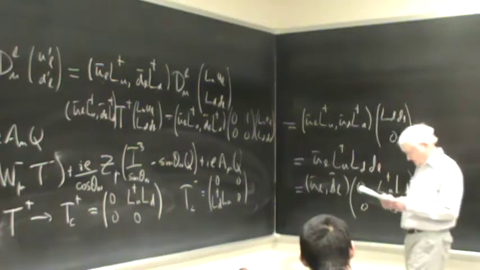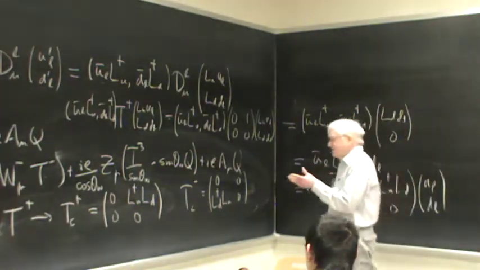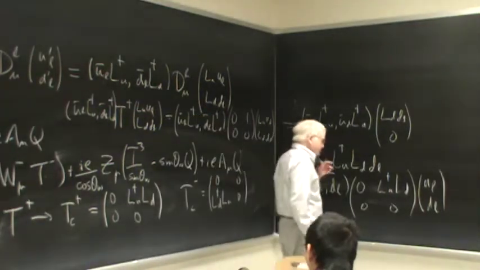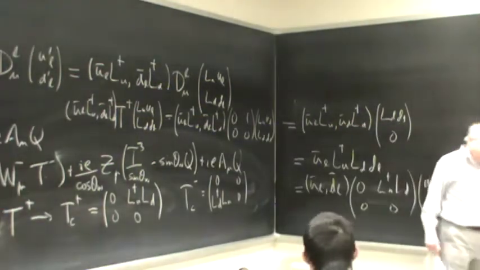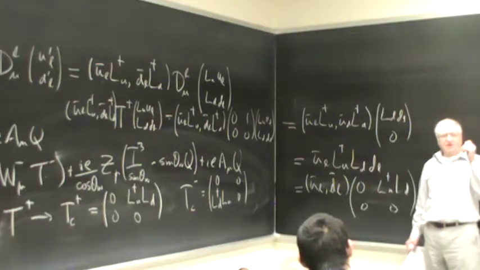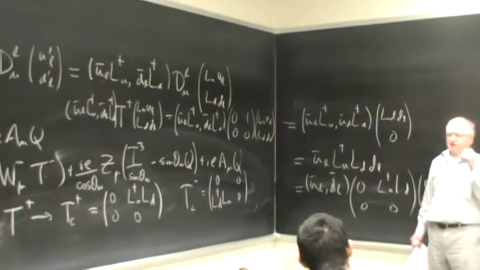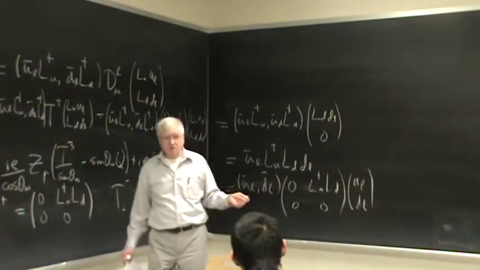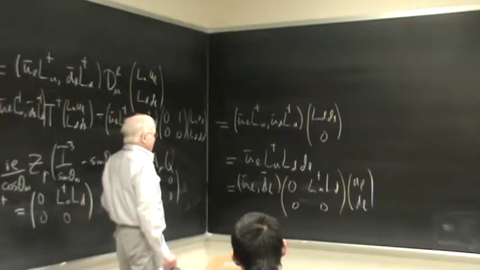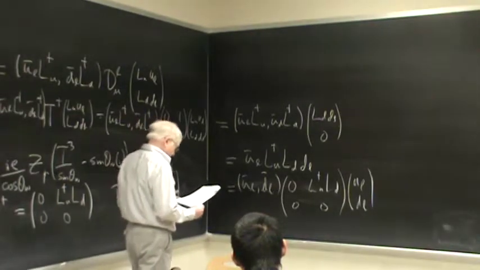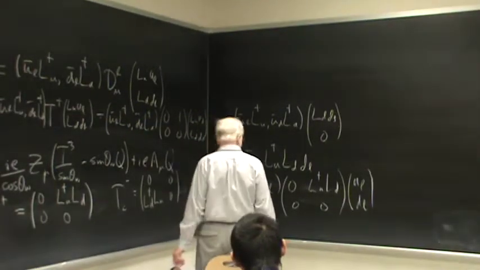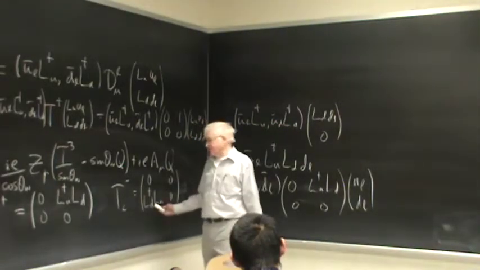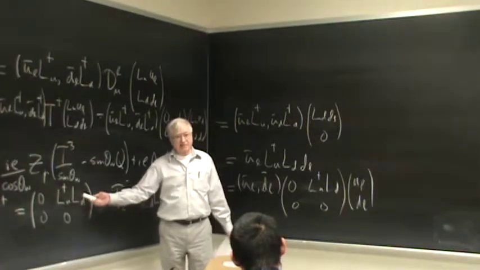All right, so what happens then is that the W plus and the W minus move a massive up quark into a linear combination of massive down quarks and move a massive down quark into a linear combination of massive up quarks. And this matrix here is, of course, the adjoint of the one that's up there.